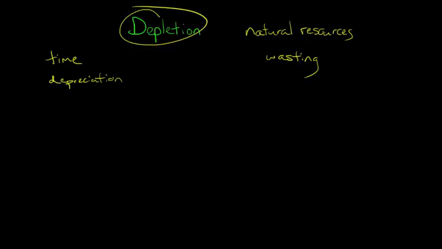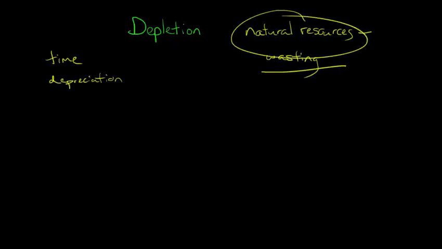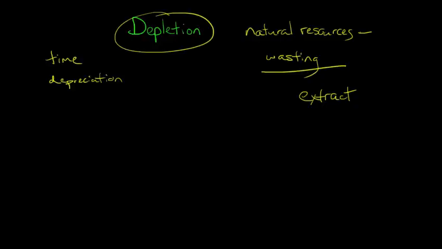With depletion, with natural resources, we're thinking that the asset is wasting away as we extract gold or silver or timber or whatever resource that it is that we're talking about. It's kind of wasting as we extract it. So we have a little bit different method for calculating or spreading this cost over the useful life of a mine or whatever it is that's being depleted. And we're going to talk about that here in this video.